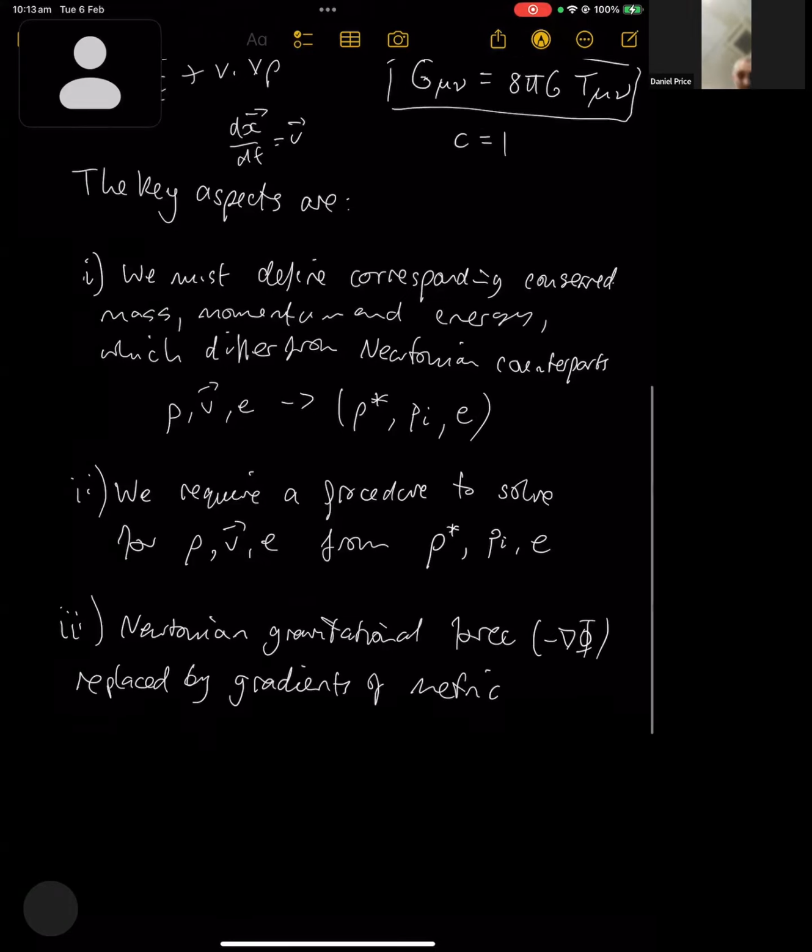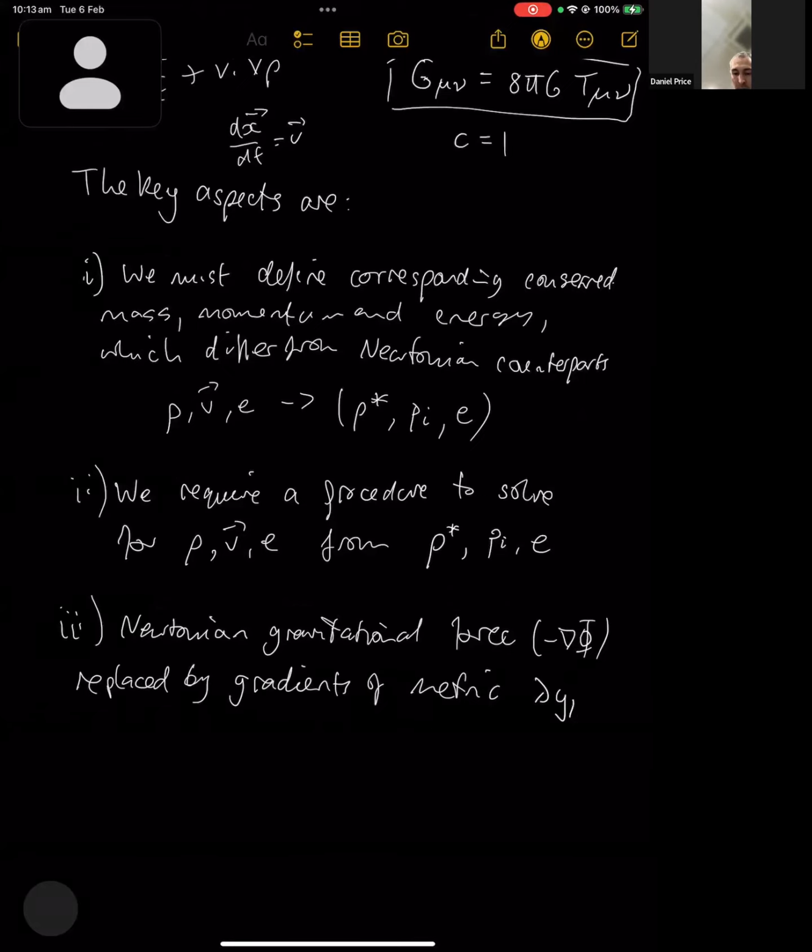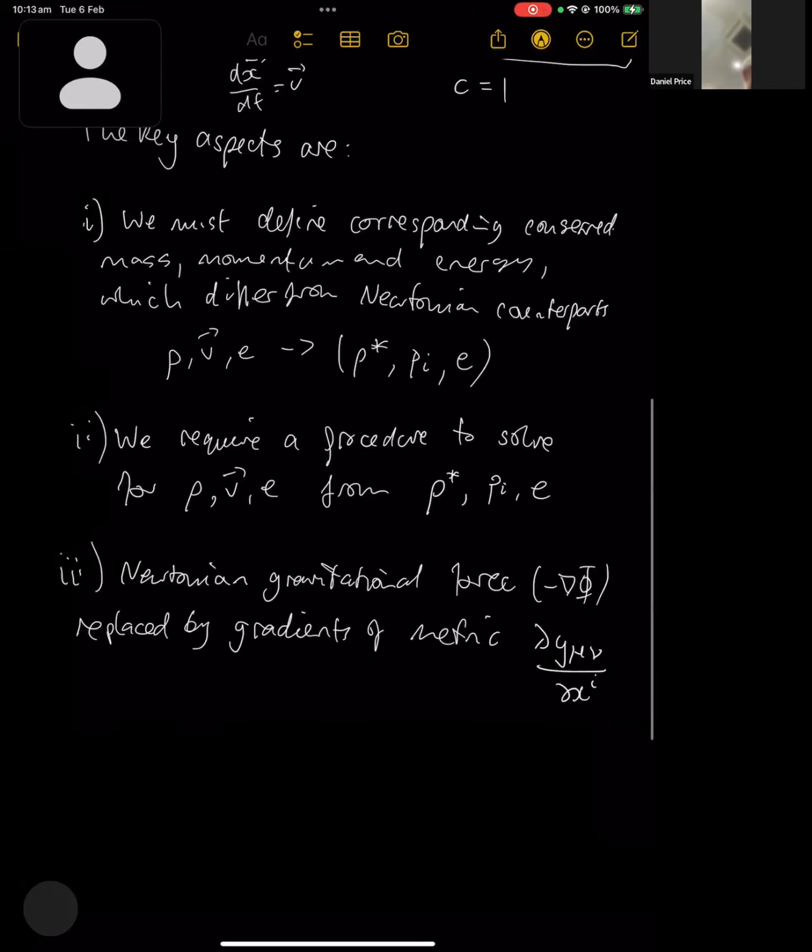Okay, so what are the gradients of the metric? Well, that's our dg mu nu. Sorry, pen's not working. dxi. All right, so the similar kind of term.